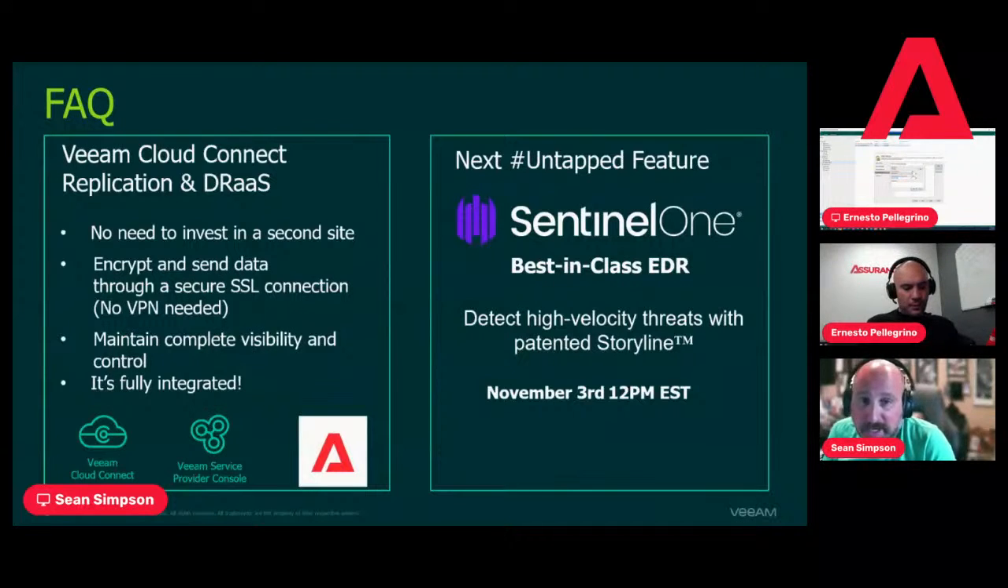We can encrypt and send data through a secure SSL connection with no additional VPN, no additional networking, and be able to fail over and connect. We can maintain complete visibility and control, and it's fully integrated between Veeam Cloud Connect, Assurance IT, and the Veeam Service Provider console. It's a great solution, and Assurance IT and Veeam work together to provide you this service. We're more than happy to help answer questions, work with you, and develop a solution.